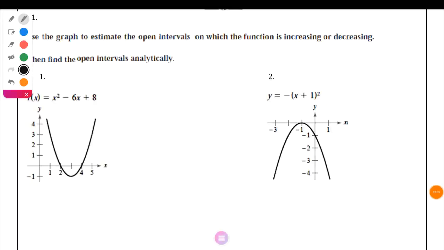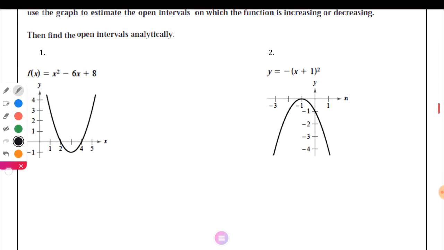Hello guys, let's continue the solution of worksheet 7, which is talking about the interval on which the function is increasing or decreasing by using the first derivative test. Here, as you see from the graph, in question number 2 you are asked to use the graph to estimate the open interval on which the function is increasing or decreasing.